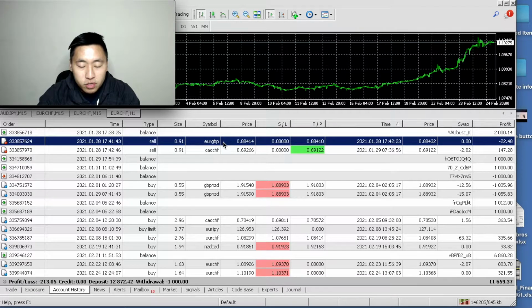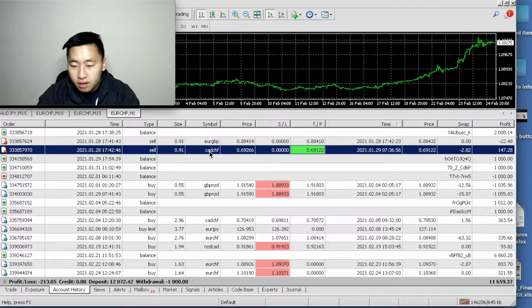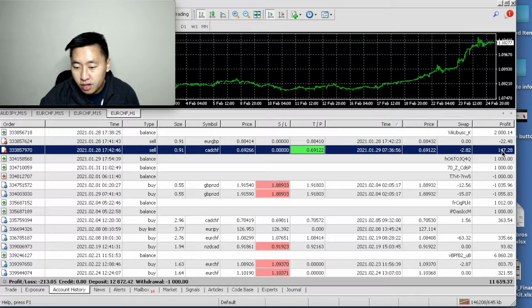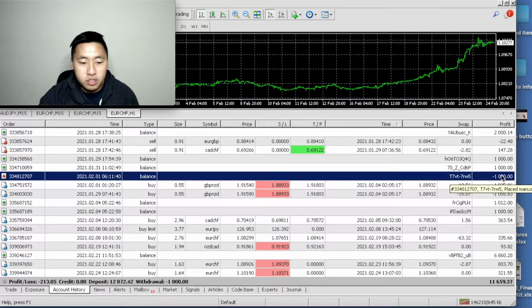So this account, the first trade, I just messed up. You see here the 0.91, and I entered the wrong pair. So I entered again for the right pair here, and then I won 147 here. This account, when I trade it, I'm only aiming for about $200 minimum profit per trade. But if I see the trend continue, then I will follow the trend and just do a trailing stop loss.